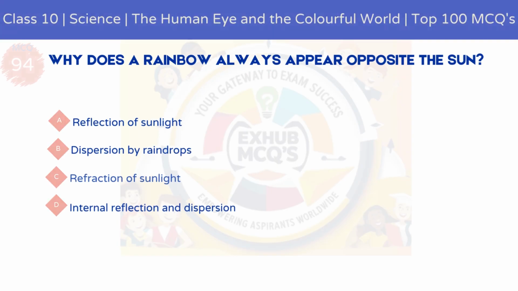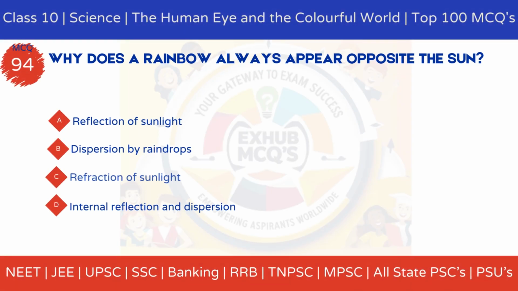MCQ 94. Why does a rainbow always appear opposite the sun? Option A, reflection of sunlight. Option B, dispersion by raindrops. Option C, refraction of sunlight. Option D, internal reflection and dispersion.